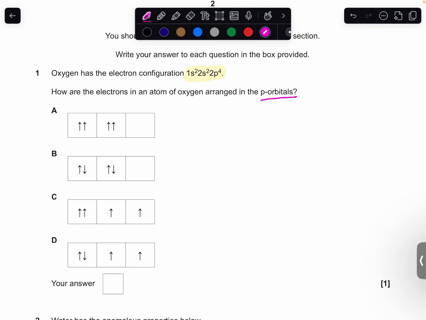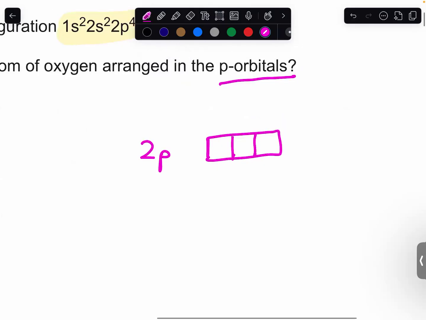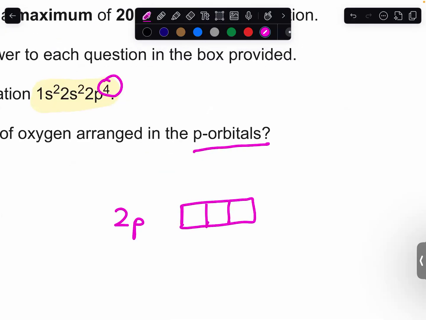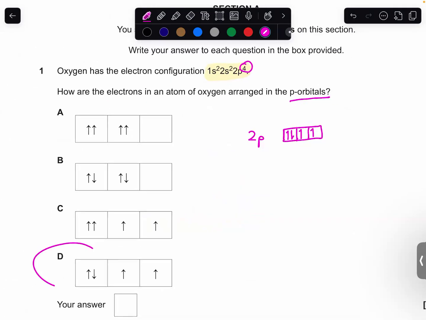In a p orbital, you've got 3 orbitals that are at the same energy level. There are supposed to be 4 electrons in them because the question tells you. They get filled up singly first, 1, 2, 3, and the 4th electron will start doubling up. But the only way 2 electrons can be in such close proximity is by having opposite spin. And so the answer is D.